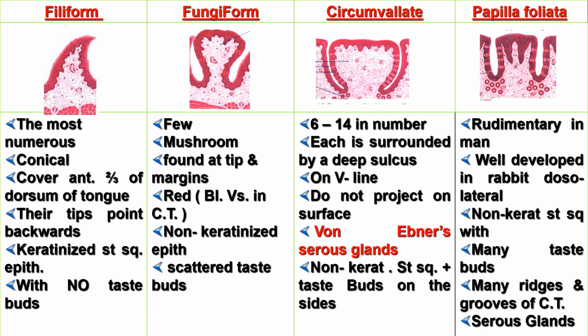Foliate papillae have deep grooves covered by non-keratinized epithelium. Taste buds are related to fungiform, circumvallate and foliate papillae. They are numerous in circumvallate on the lateral wall, also in papillae foliata. Von Ebner gland is related to circumvallate papillae, but there are also serous acini related to foliate papillae due to the presence of grooves, but they are not called von Ebner's glands.